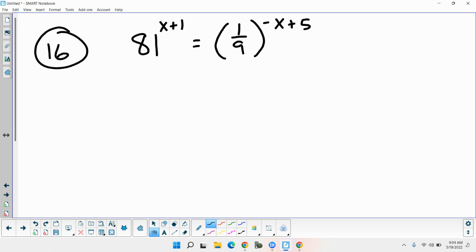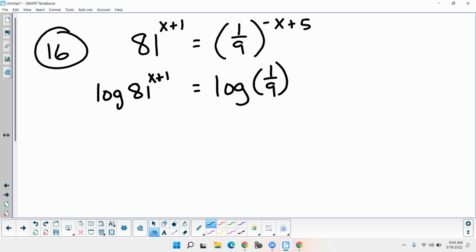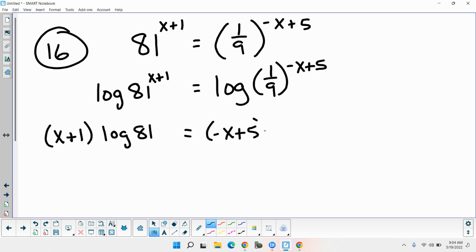So we take the log of both sides, and since we turned it into logs, what can I do with the two exponents that are up there? Where can we put them? What was the rule with those exponents when we took the log of both sides? Can move them to the front, remember? So we get them out of the exponent level and put them on the main level. So we get x plus 1 times the log of 81 equals negative x plus 5 times the log of 1/9.